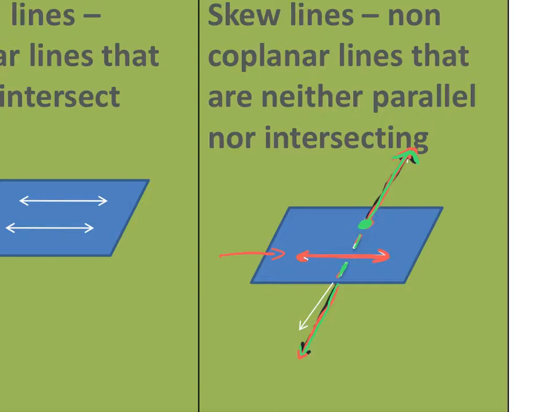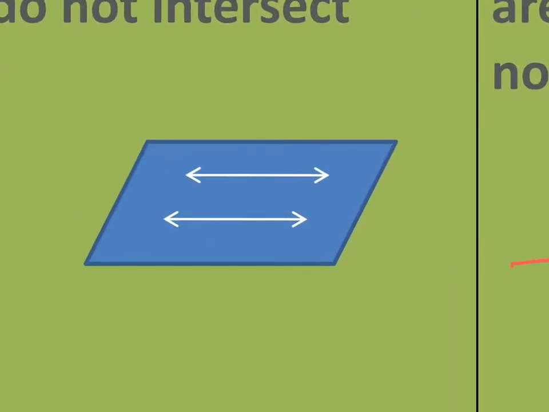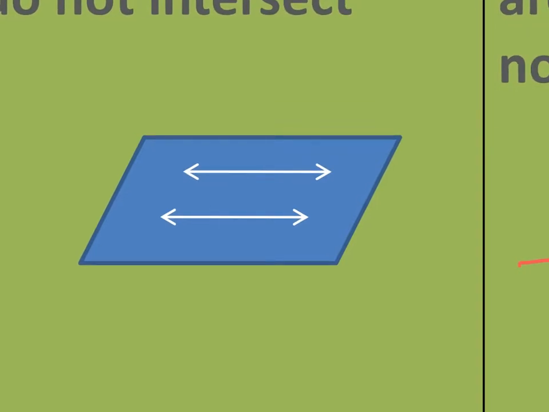However, they're also not parallel. They're not on the same plane in equidistance. They don't look like train tracks. They're not laid right next to each other. So that's the difference between parallel and skew. Neither one of them will actually intersect, but they're laid out differently. Parallel lines are always the same distance apart, whereas skew lines don't have to be. They're not even on the same plane.